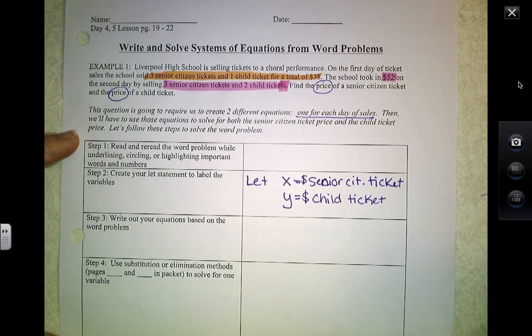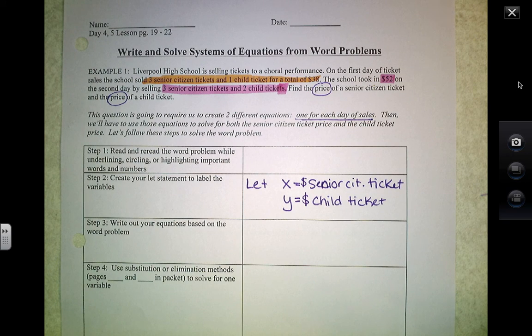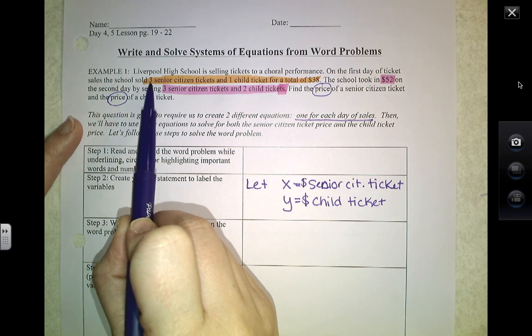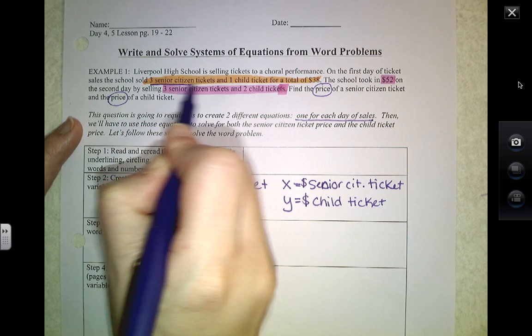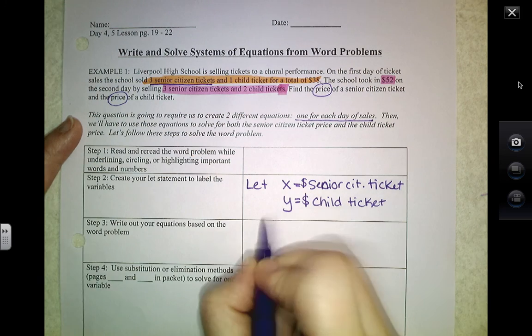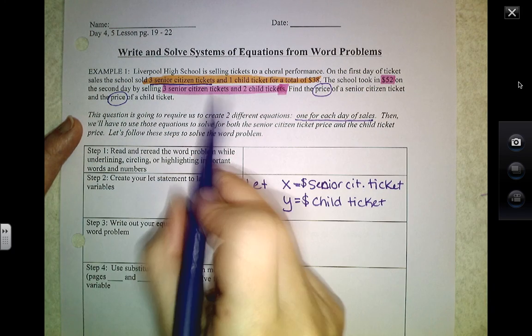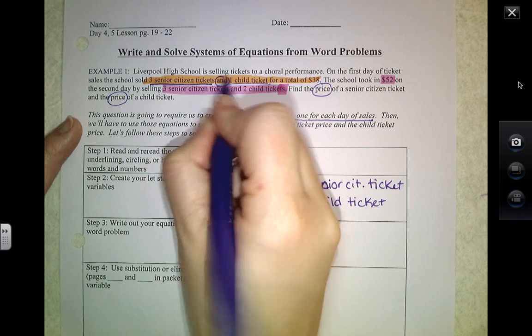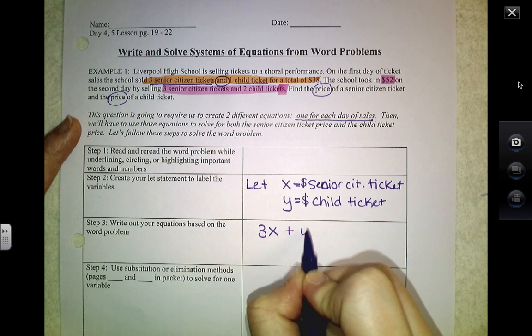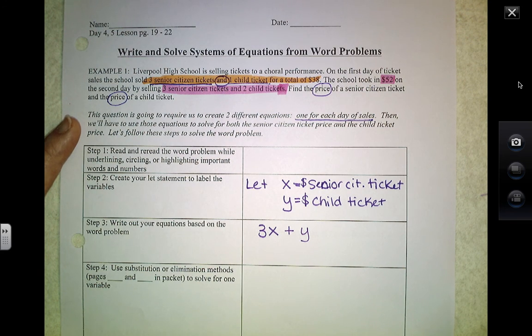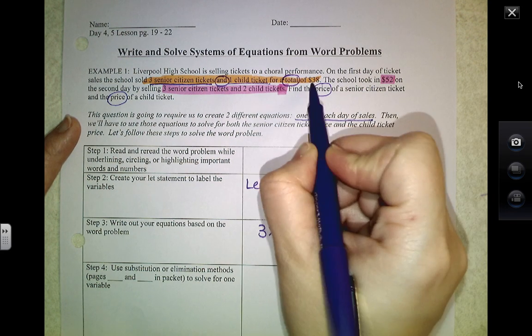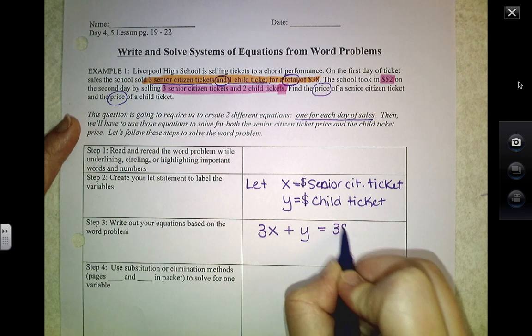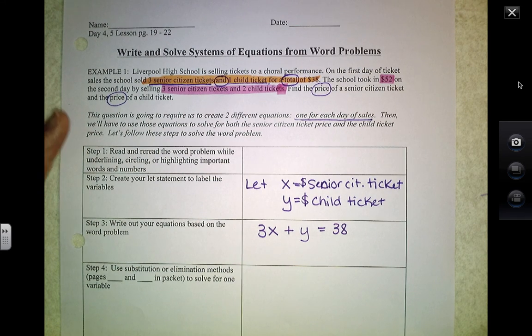Okay, let's write out the equations based on the word problem. Go back up to the top and take a look at the orange highlights. That's going to help us write an equation. If it says 3 senior citizen tickets, and I called senior citizen tickets X, then I'm going to write 3X. And one child ticket, and I call child ticket Y. So for "and," I'm going to put a plus. One child ticket would be 1Y or just Y for a total of $38. So that equals 38.